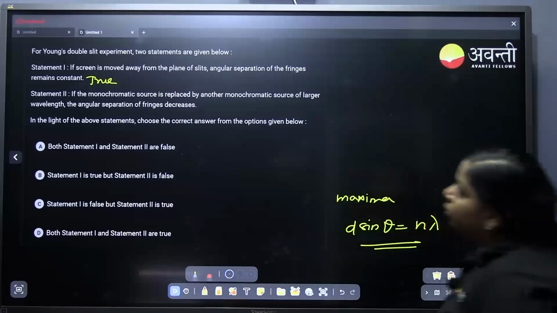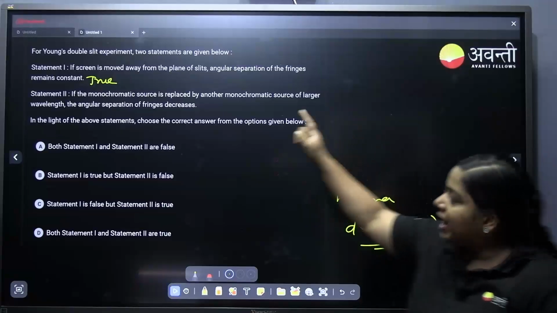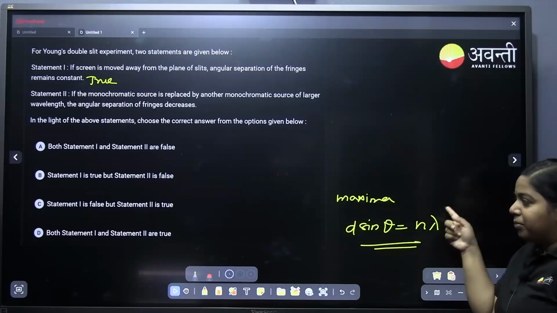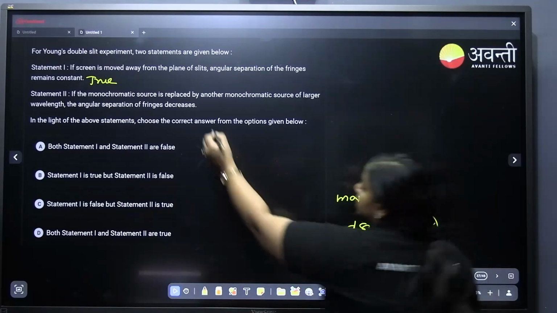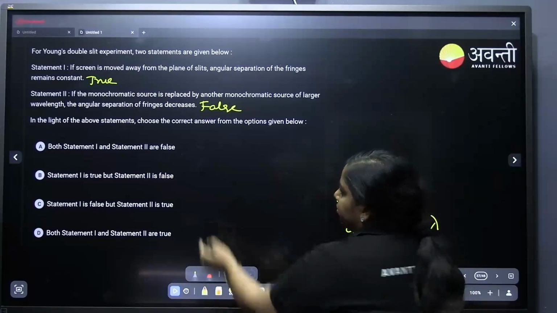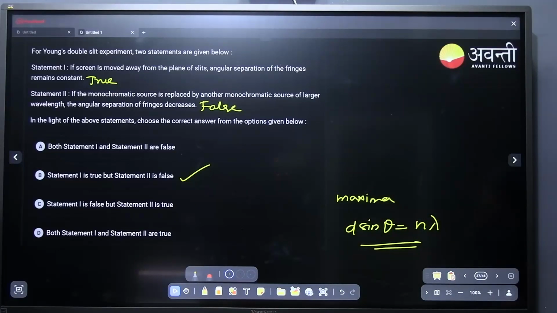Next one: if the monochromatic source is replaced by another monochromatic source of larger wavelength, angular separation decreases. When lambda is increased, theta is also increasing, right? So the second one is false. So the answer is option B. Statement 1 is true, but 2 is false.